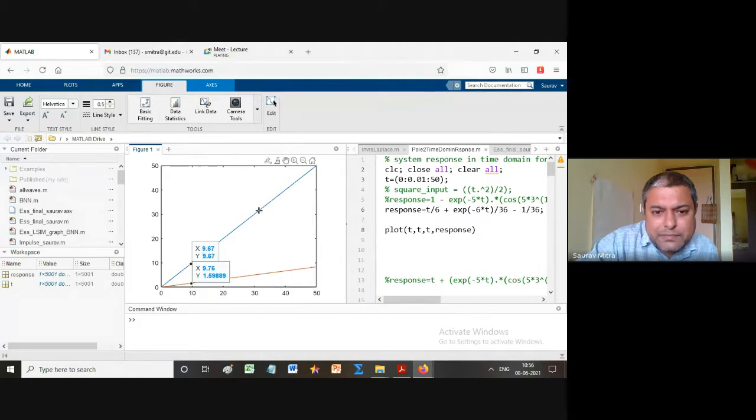But at 30, the input will be 30. But at 30 how much is the output? Almost, just check.